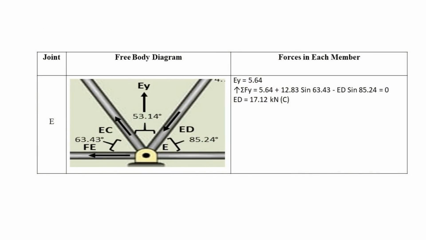There is an external force that acts on joint E, which is 5.64. Therefore, the total force that acts on the y-axis of joint E is equal to 5.64 plus 12.83 sine 63.43 minus ED sine 85.24. 12.83 is the value of EC, and the value of ED is 17.12.